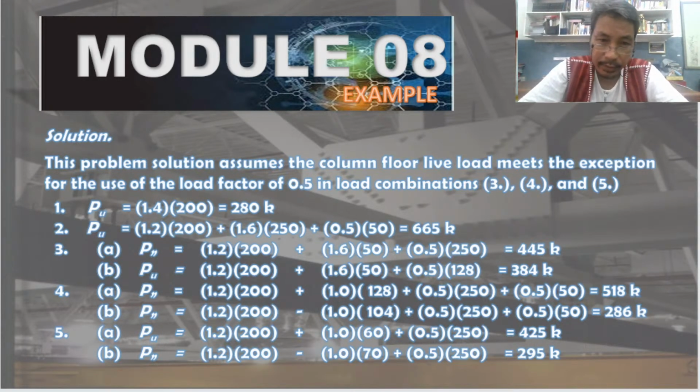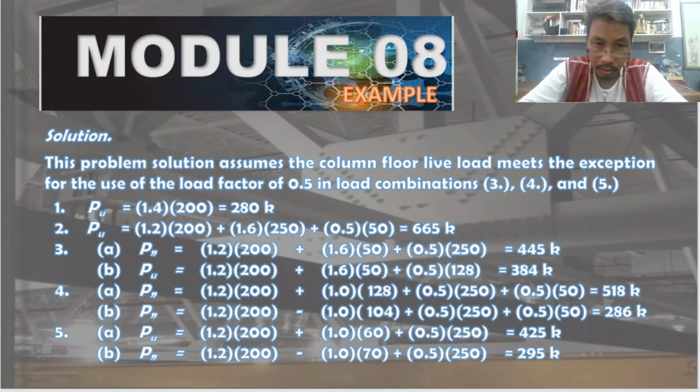Okay, so equation number 1: 1.4 times dead load, easily 280K. 280K meaning kilopounds. That is what we mean by K here because we are using English units, kilopounds. So concentrated load, that's why we are using capital P. In the previous example we used small letter w because we were solving a uniform load. Now, concentrated load.